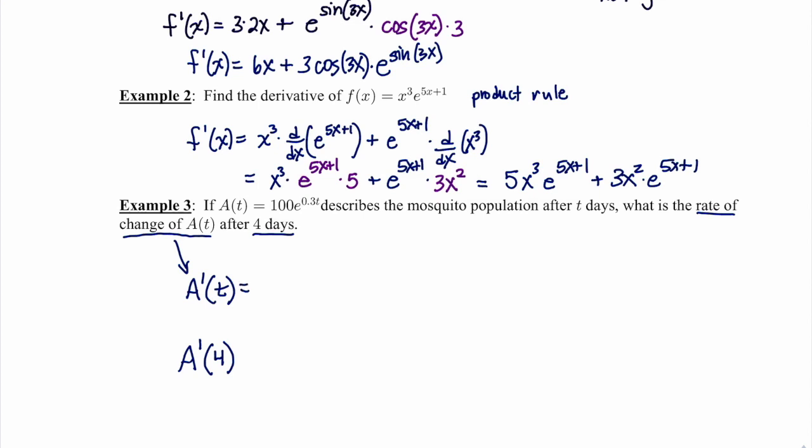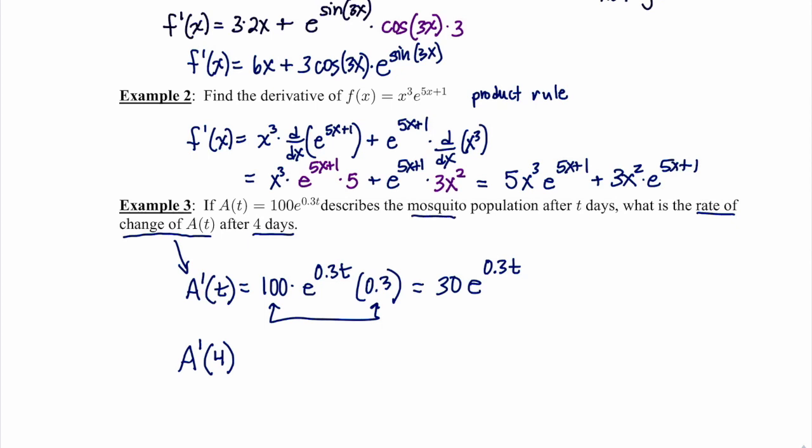So first we'll find the function that gives us the rate of change after t days, and then we'll plug in t equals 4. And we can see this function is just a constant multiple of an exponential function. So this time we don't need a product rule. We'll just use the constant multiple 100, times the derivative of e to the 0.3 t. And the derivative for that will be e to the 0.3 t times the derivative of the exponent, which is 0.3. So if I multiply the 0.3 and the 100 together, that'll give me 30 e to the 0.3 t.